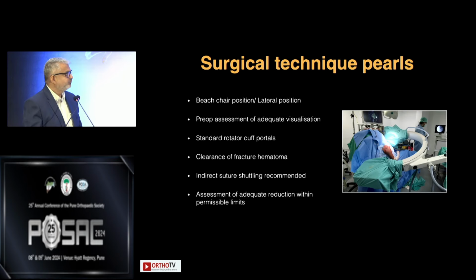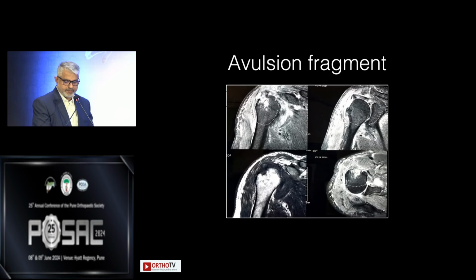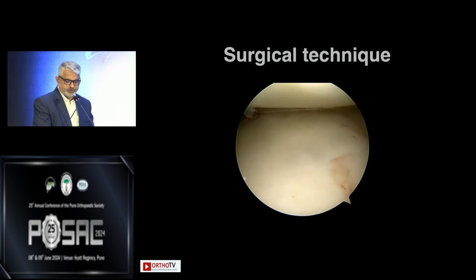You're going to clear the fracture hematoma, indirect suture shuttling, and then assessment of adequate reduction. So this is a case example, 56-year-old gentleman, typical avulsion type fracture, small fragment. You possibly can't put in a screw out here, nor would you put in a plate. Had come in with an MRI. Routinely, I don't need an MRI. A CT should be good enough.